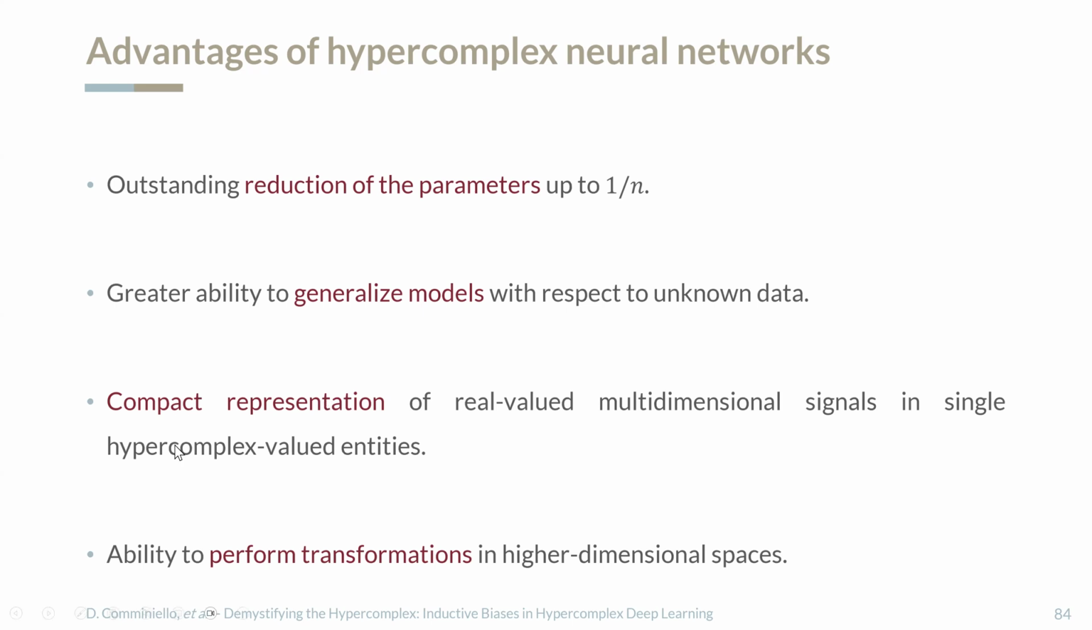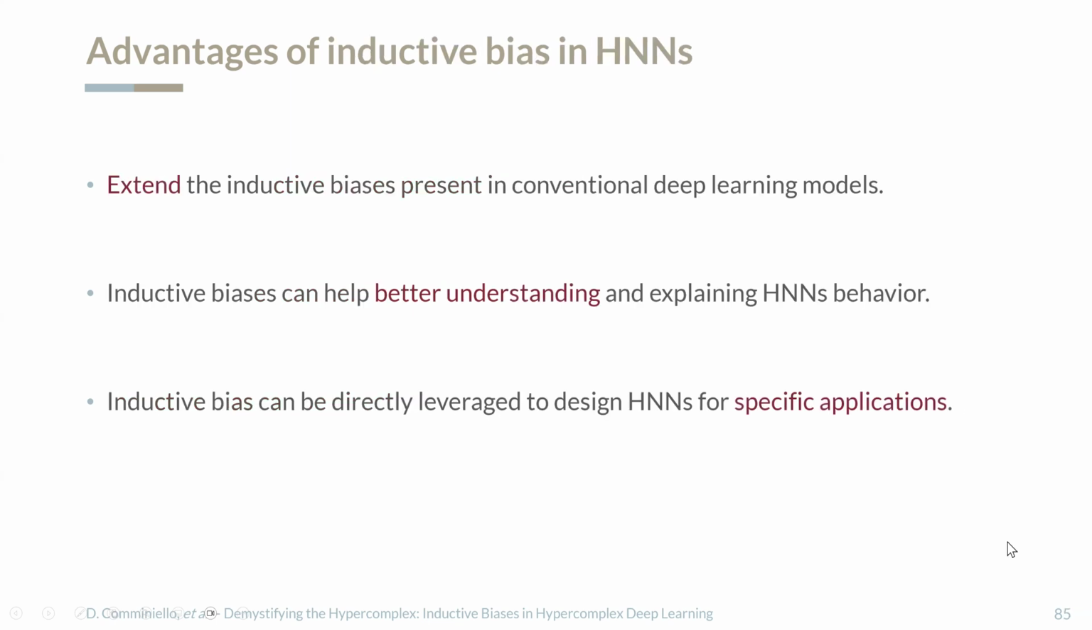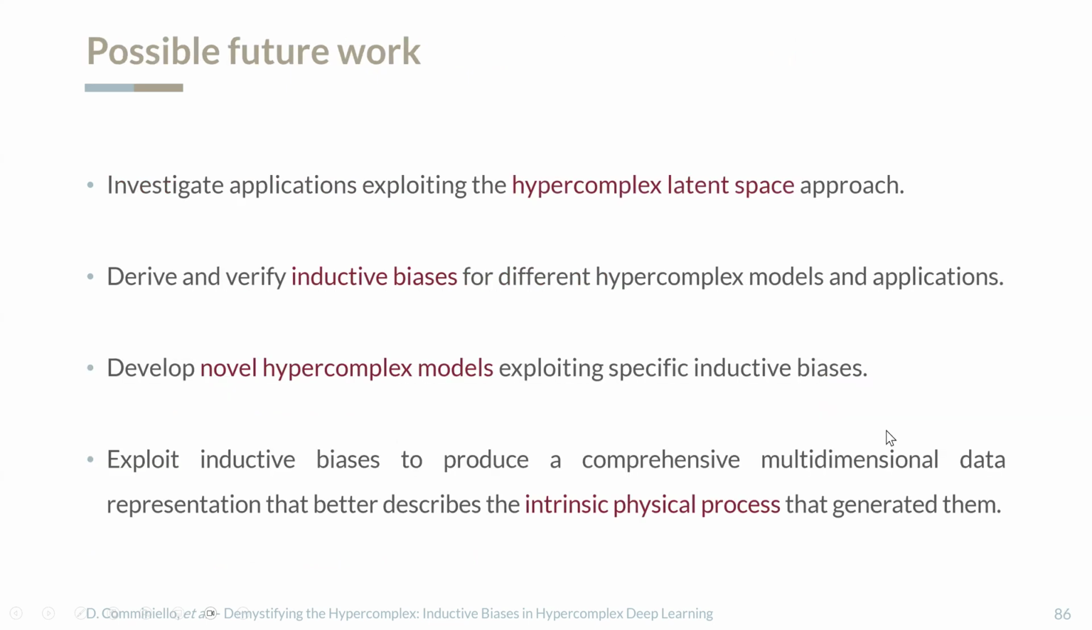Also, we can have a very compact representation. We can perform transformations very easily in a high dimensional space. And of course, we can extend inductive bias in a lot of methods. So we can redefine a lot of deep learning methods using just some hypercomplex algebra properties. And of course, we can design a lot of hypercomplex neural networks for specific applications.